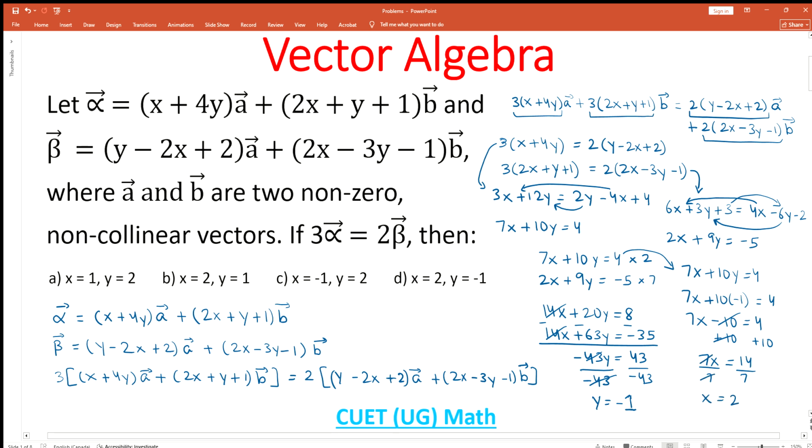So the answer should be option D. x equals 2, y equals negative 1. This should be the final answer for this problem. So these are the steps you have to keep in mind to solve this problem.